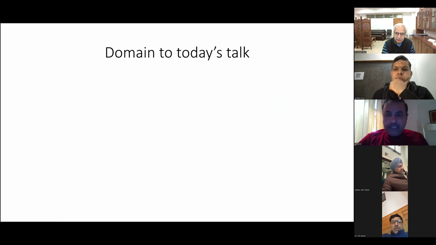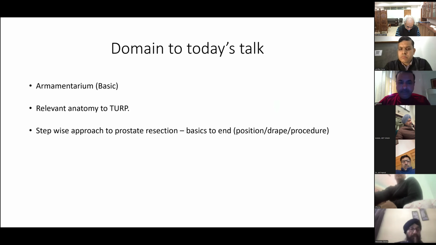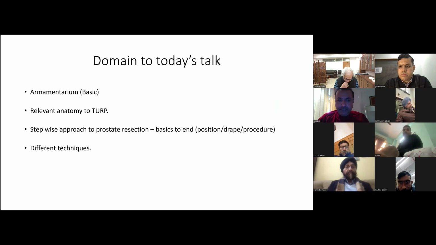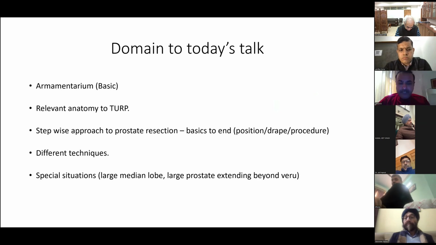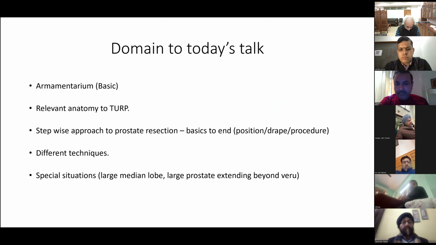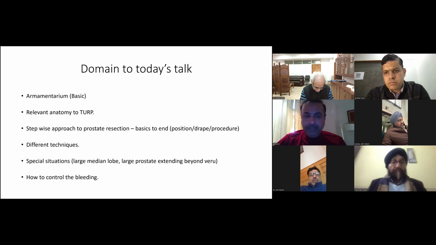So the domains of today's talk would be armamentarium, absolute basic relevant anatomy to TURP only, a stepwise approach to prostate resection, basic to the end, the position, drape and the procedure, different techniques which have been described in the literature, and special situations, like what we ask the candidates: what do you do in a large median lobe or a large prostate extending beyond the verumontanum, and how to control the bleeding.